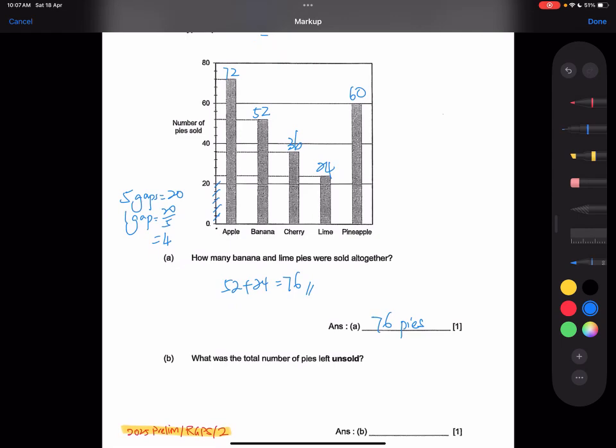What was the total number of pies left unsold? Let's find the total sold, okay? Equals 72 plus 52 plus 36 plus 24 plus 60. Okay, that gives us 244. Okay, unsold. Let's take the total, 300 minus 244, which equals 56. That's our answer, 56 pies unsold.